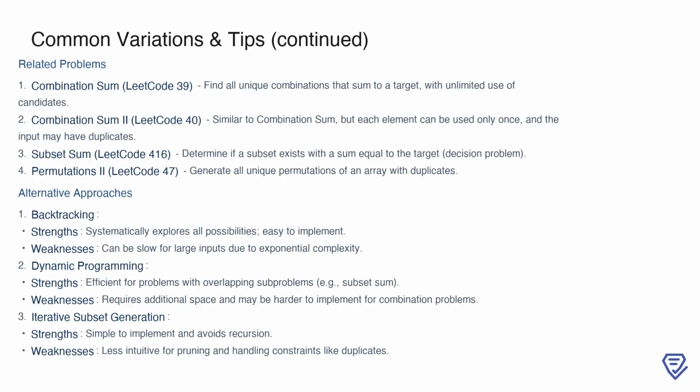elements. When considering alternative approaches, backtracking remains a strong choice due to its systematic exploration of possibilities, though it can be slow for large inputs. Dynamic programming is another option, particularly for problems with overlapping subproblems, as it can be more efficient but requires additional space and is sometimes harder to implement. Lastly, iterative subset generation is a simpler, non-recursive approach, but it may be less intuitive when handling constraints like duplicates or pruning the search space effectively.